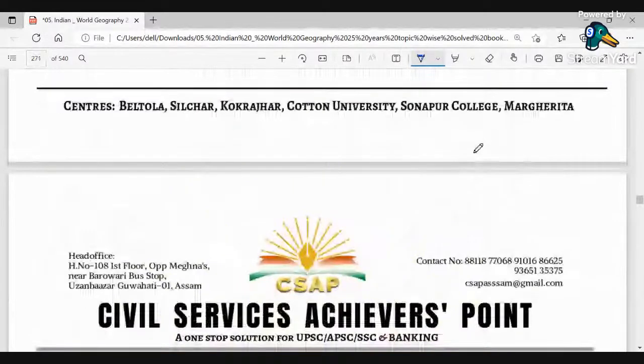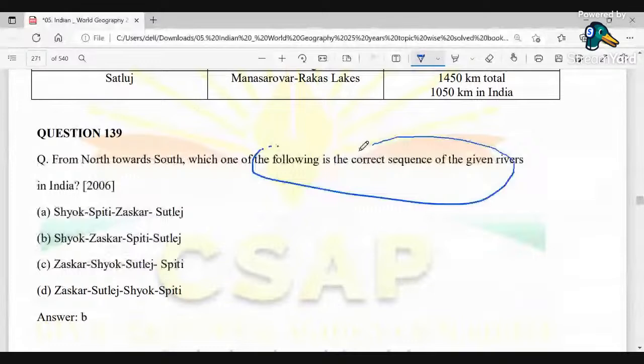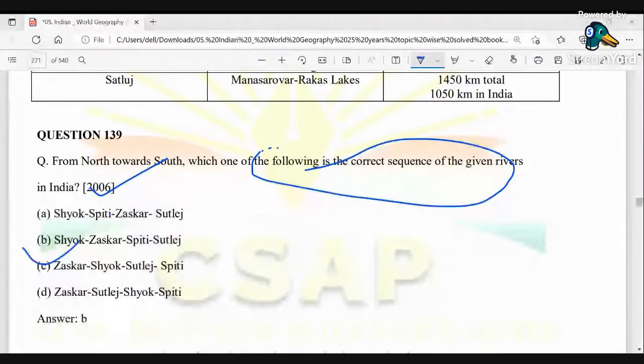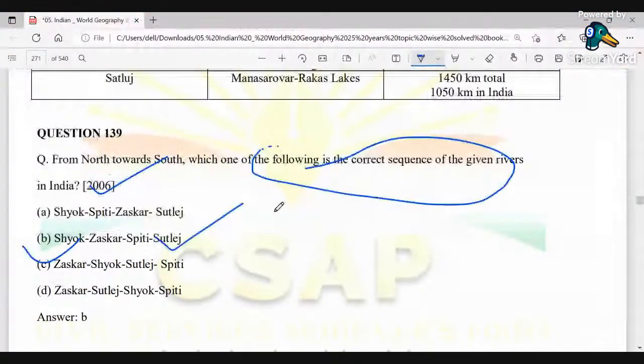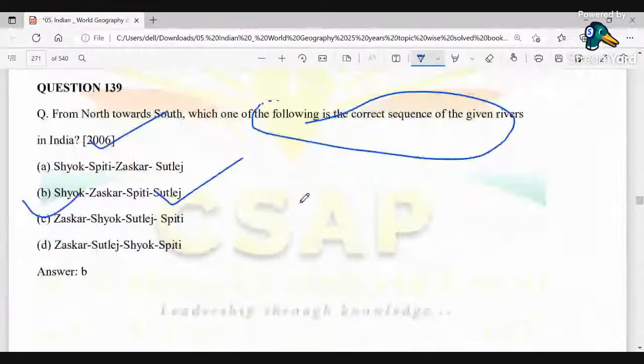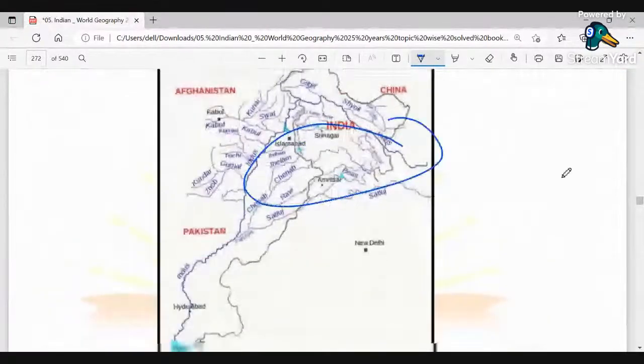Coming to the next question. From north to south, which of the following is the correct sequence of given rivers in India? So it's basically Shyok, Zanskar, Spiti, and Satluj. So here the correct option is B. That is, if I am going from north to south, then these are the relevant rivers going from north to south: Shyok, Zanskar, Spiti, and Satluj. So you can find all such rivers over here.